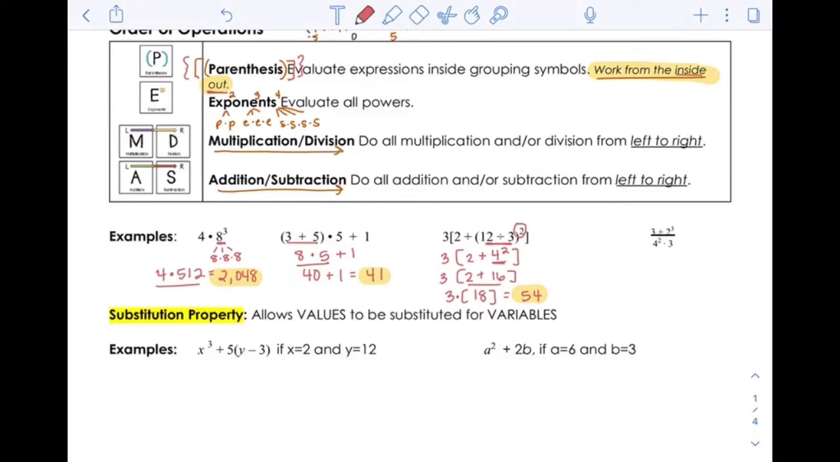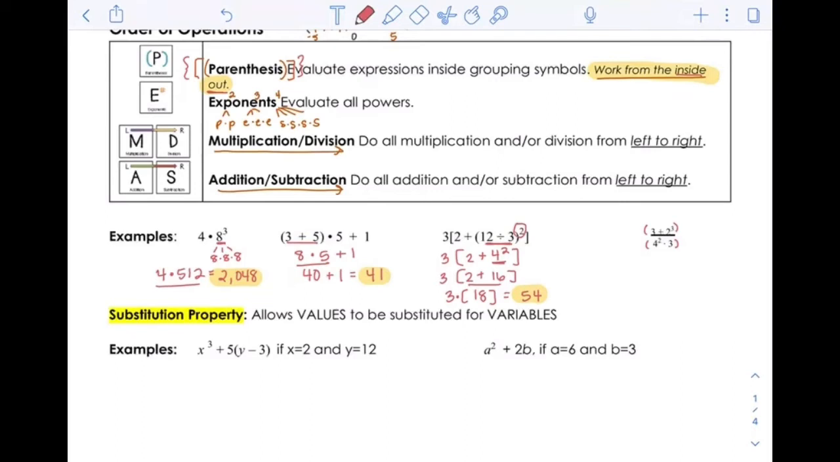Now, something I want to note is that when we have a fraction, it is implied that the numerator and the denominator are their own thing. So when we're solving a fraction, we're going to do everything on top, we're going to do everything on bottom, and then the last thing we're going to do is divide or simplify the fraction. So we're going to just treat the top and the bottom as separate things.